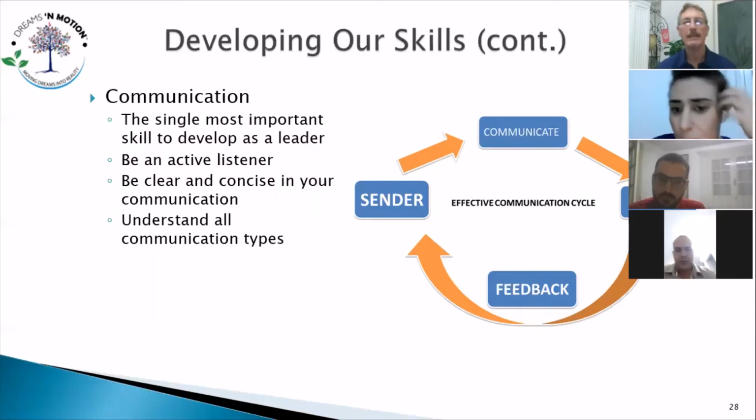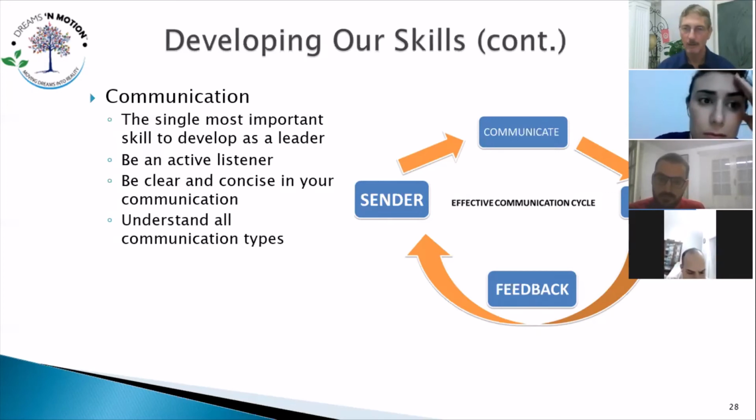And there are many communication types. There's written communication, there's symbols, there's emojis on Facebook, there's body language, there's all kinds of communication styles and types. So understand all those types. Not everybody is the same. Some people like to write. Some people like to send a text message.